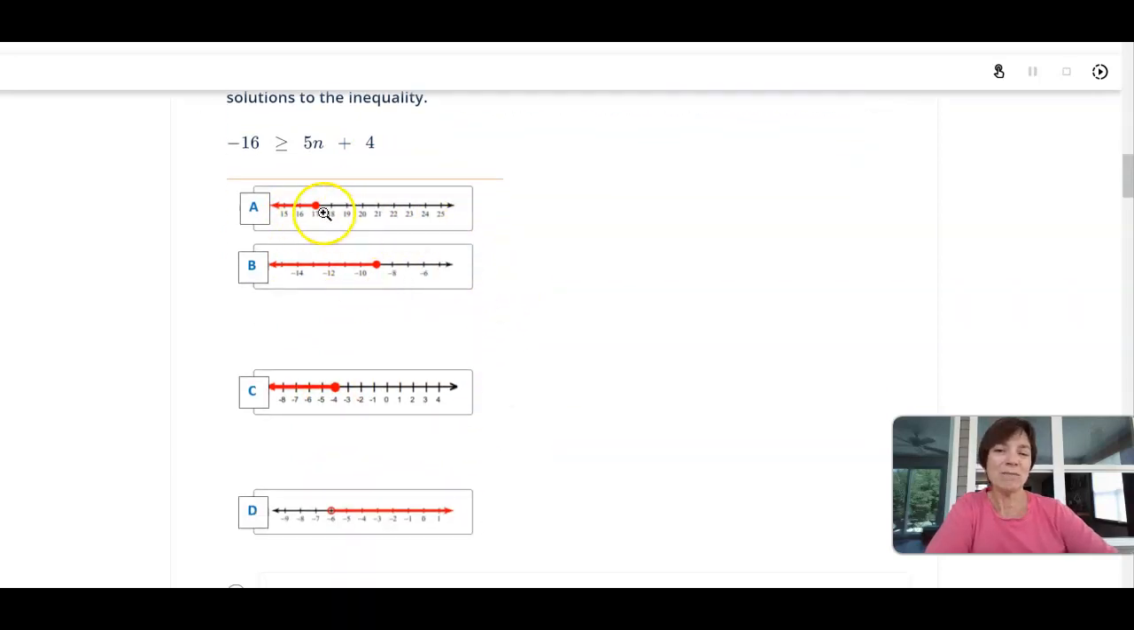Don't forget to look and make sure that if you've got your dots filled in like this, remember that's the greater than or equal to or less than or equal to, but if they're open, that's just the greater than or less than, all right?